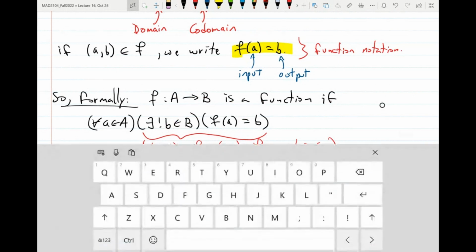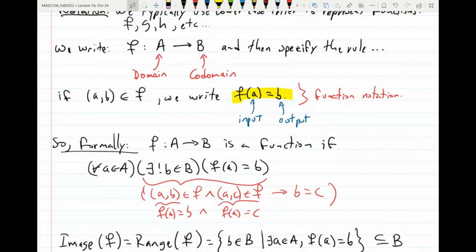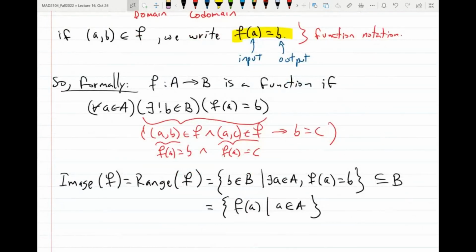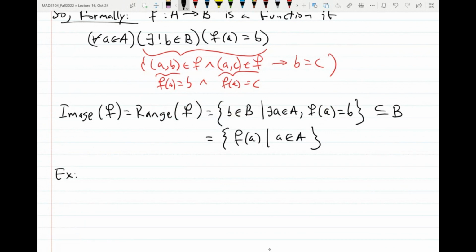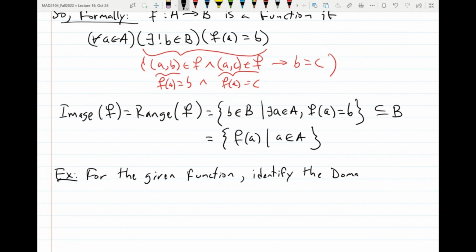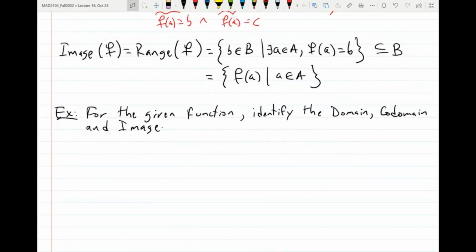Questions? All right, so now let's do a couple of examples. I'm going to give you some functions. First of all, I'm going to show you that functions may appear in different forms and shapes. I'm going to give you a function, and then you're going to identify the domain, the codomain, and then the image. For the given function, identify the domain, the codomain, and image.